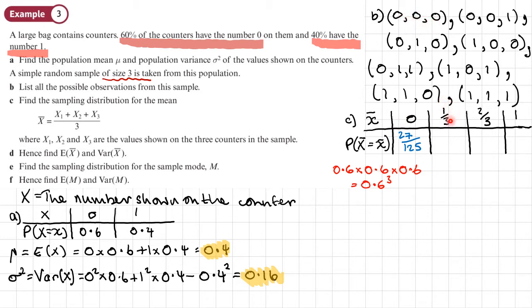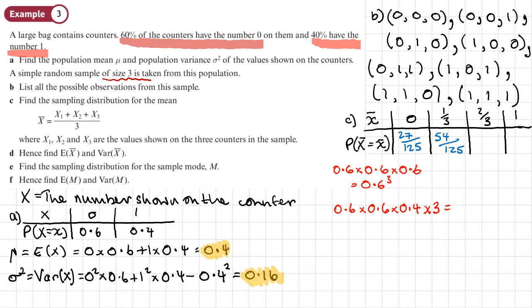Now, to get a mean of a third, one of the counters needs to come up with a 1 on it. What's the probability that one of the counters is going to come up with a 1 on it? I'll do the working down here. Well, that's going to be 2 of them come up 0, and one of them comes up 1. But that can happen in 3 ways, so I need to multiply that by 3. There's 3 ways in which I can get just one 1 come up on the 3 counters, which means the mean is going to be a third. And on my calculator, that comes up as 54/125.